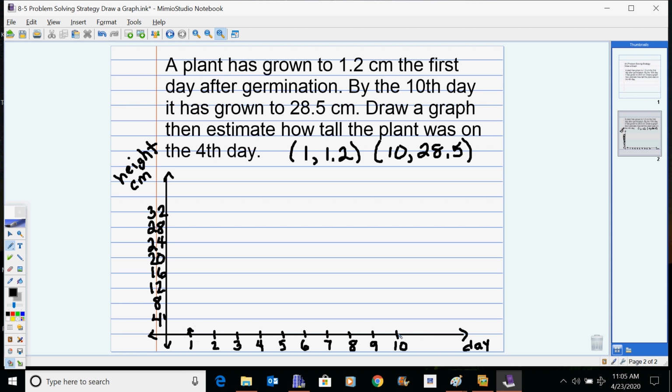The 10, and once again, you can use a ruler to make sure you're going up straight. The 28 line is right here, and I need to go just a tiny bit above the 28 line, but not very much because it's only 28.5. So you're going really just an eighth above that.